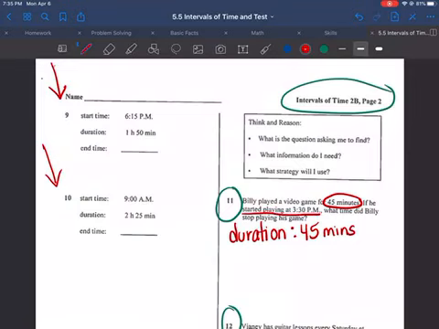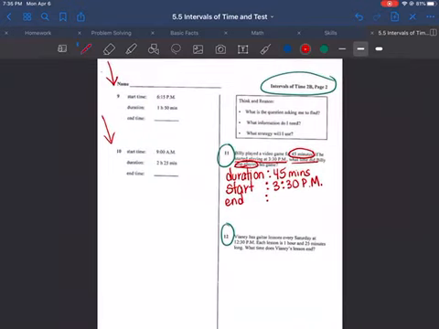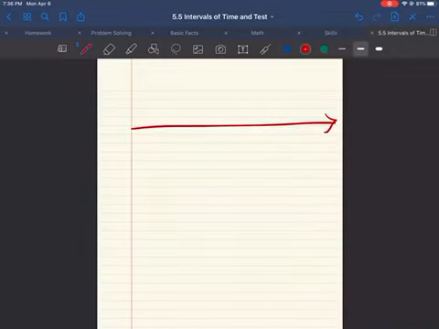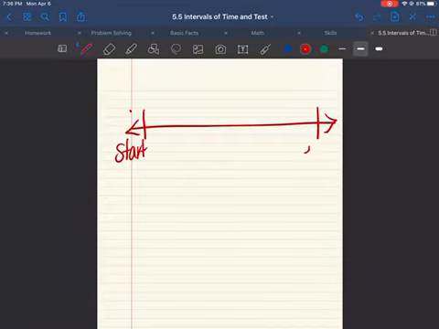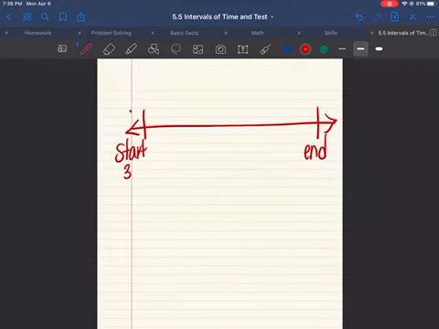45 minutes. If he started playing at 3:30, clue word start, at 3:30 p.m. What time did he stop? That would be my end time. So I'm going to go ahead and start by showing my work. So I'm going to do my number line. And we have our start and our end time. Remember, we do not know the end, but we do know that start was at 3:30.